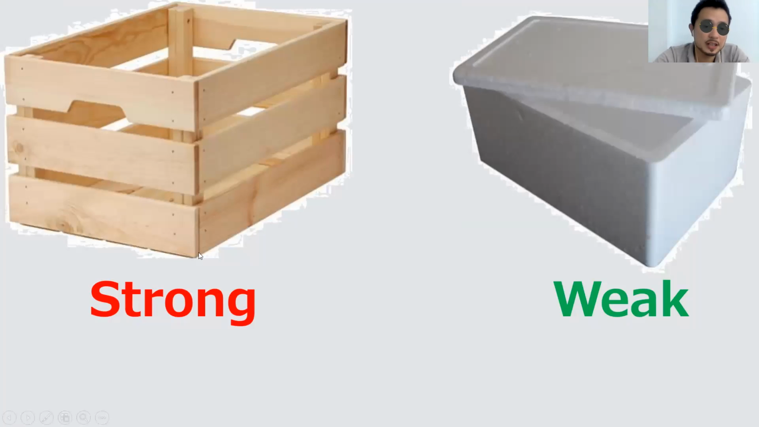The first one here, the color red, is made of wood. And the other one is made of styrofoam. So as you can see, based on the picture, kids, which of them is strong? Of course, the box which is made of wood. So that's the difference between the two.